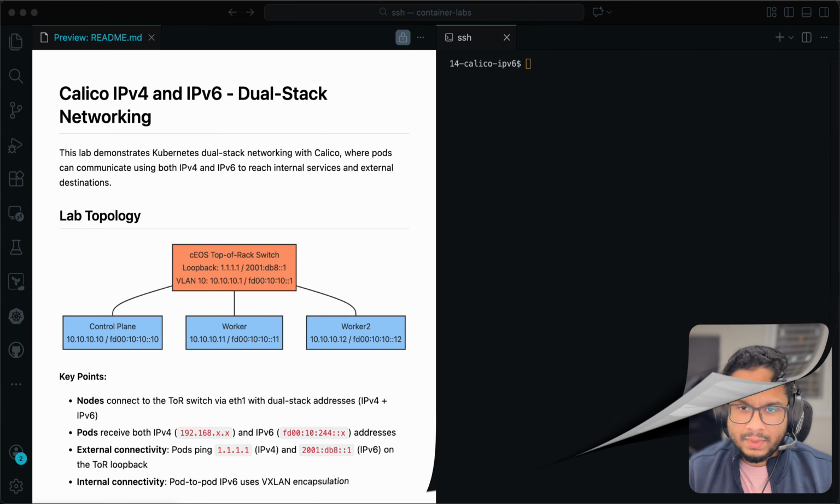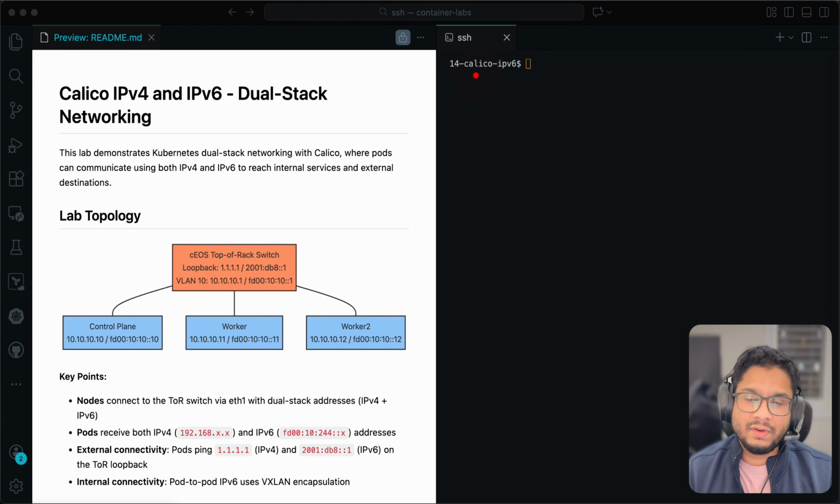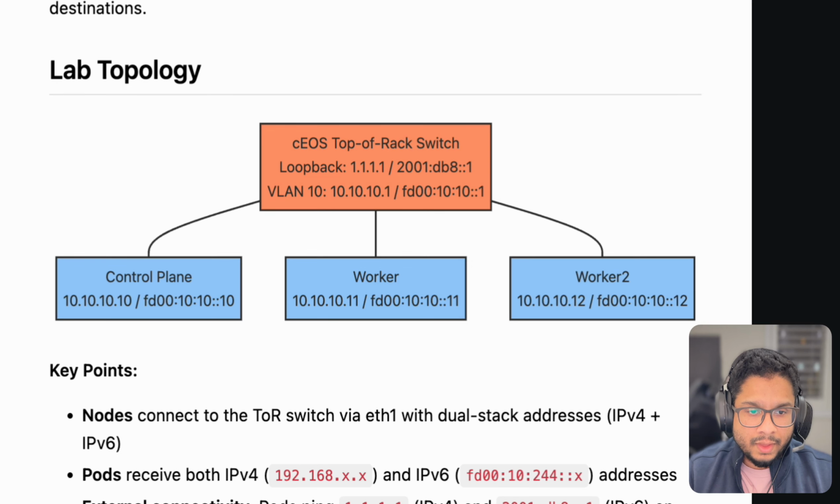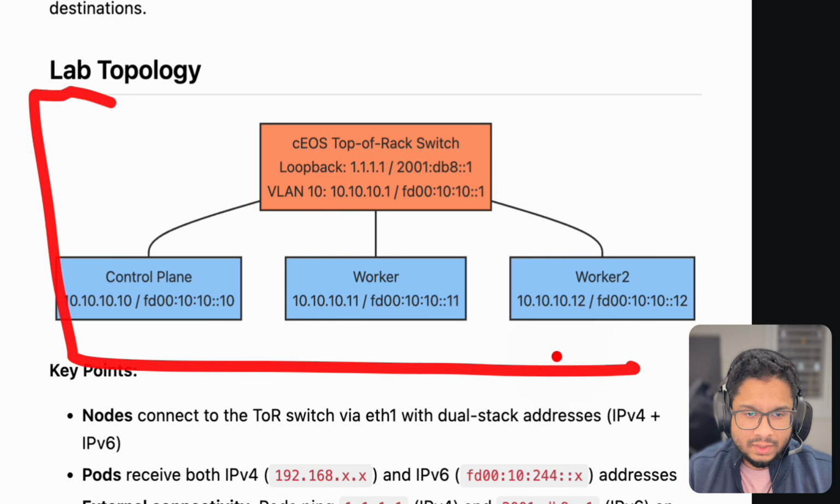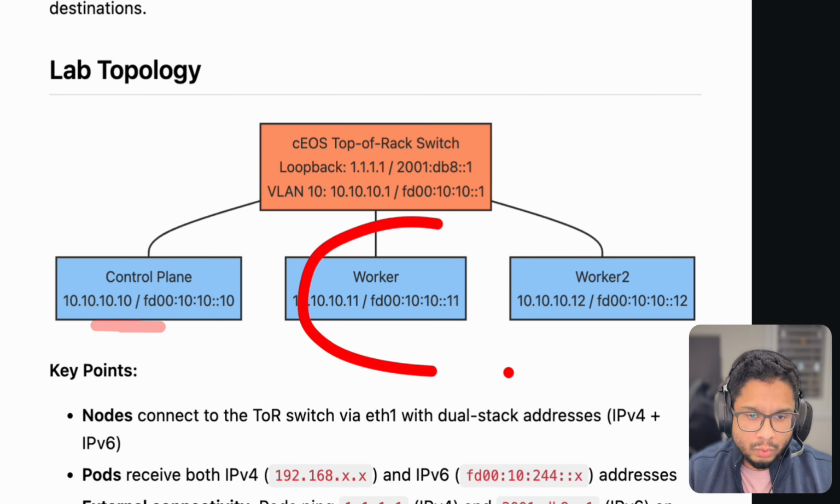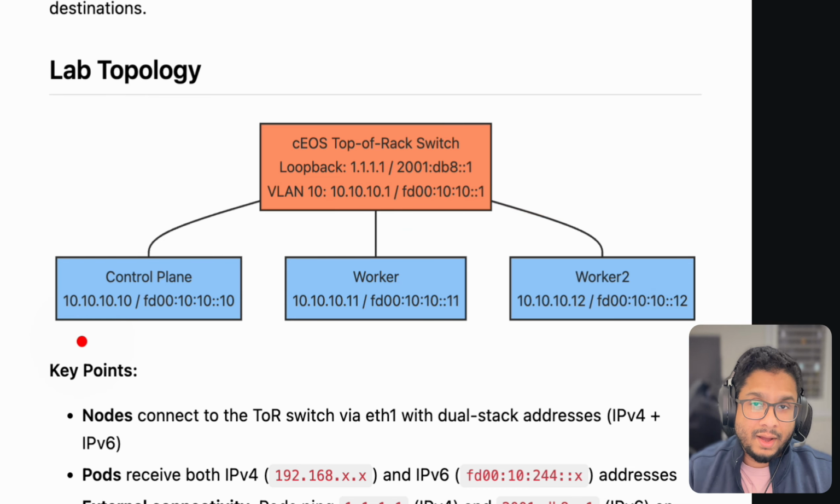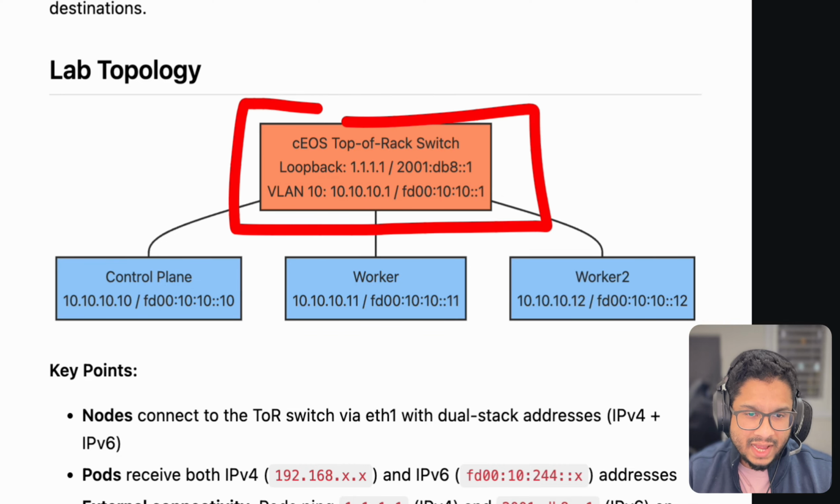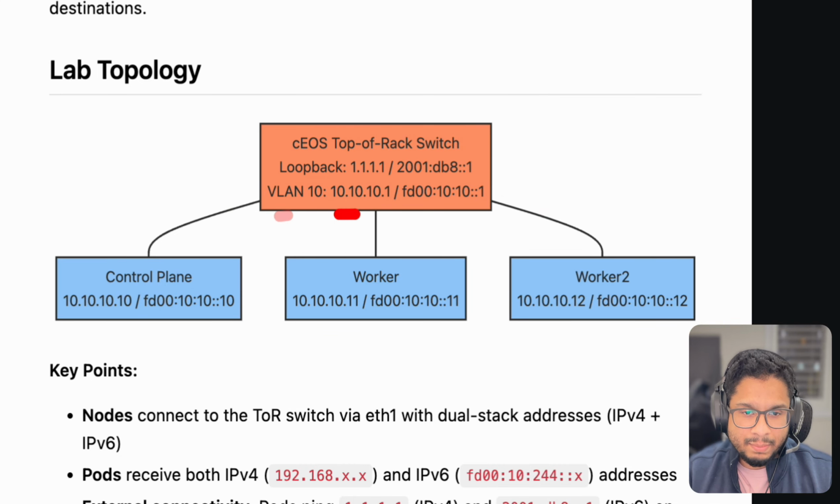Let's get started. Okay, so this lab is lab number 14, and the directory for this lab is 14-calico-IPv6. I have already gone ahead and deployed the lab in my environment. And if you look at the lab topology, we have a control plane node and two worker nodes. And these nodes, unlike the previous labs, have both an IPv4 and an IPv6 address. And the top of rack switch also has in VLAN 10 an IPv4 as well as an IPv6 address.